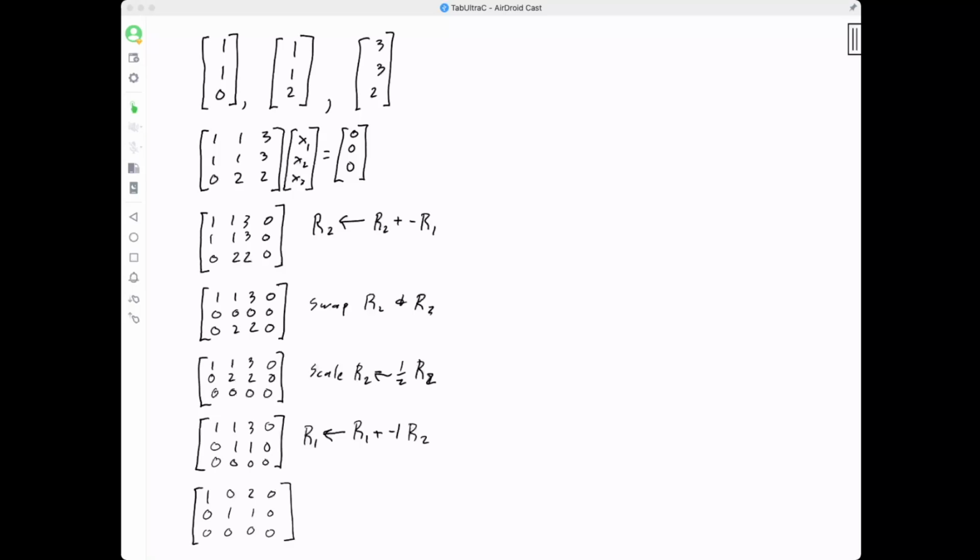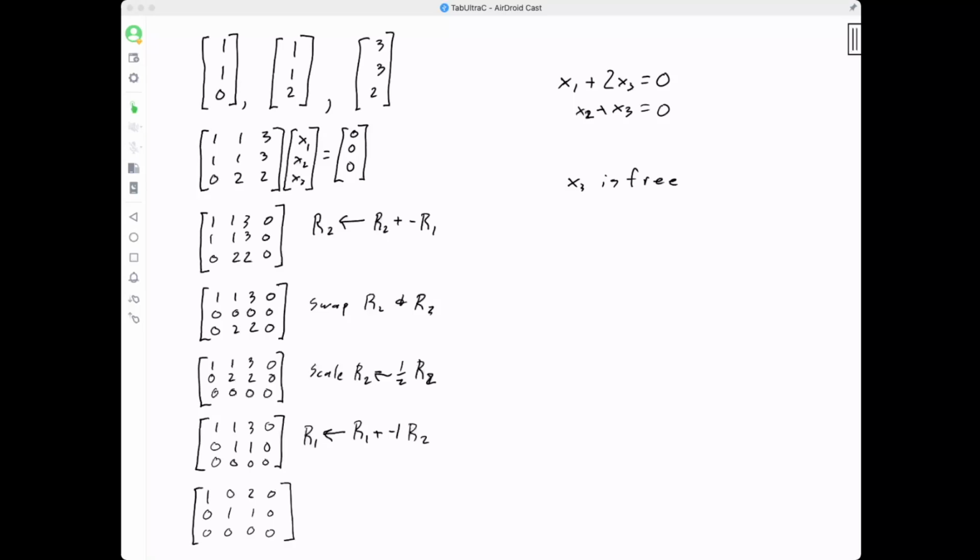So what does that tell me my solutions are? Well, it tells me that x1 plus 2x3 is equal to 0. It tells me that x2 plus x3 is equal to 0. And it doesn't tell me anything else. So I have one free variable, x3 is free. I can set it to anything I want and get another solution.